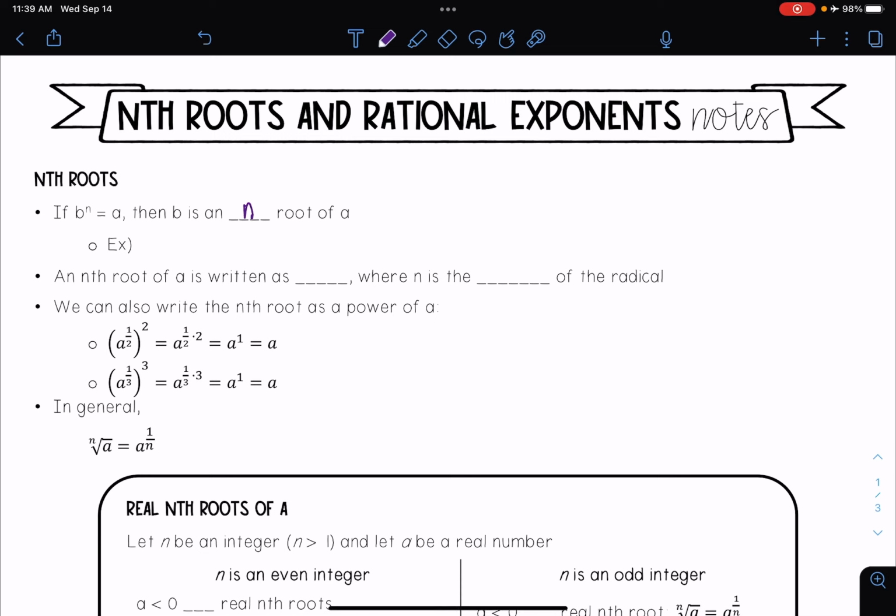For example, 2 is a cube root of 8 because 2 cubed is equal to 8. So therefore, 2 is a cube root of 8. An nth root of a is written as the nth root of a. So it looks really similar to square roots, which we've already worked with a lot. However, now there's this n here, where n is the index of the radical.